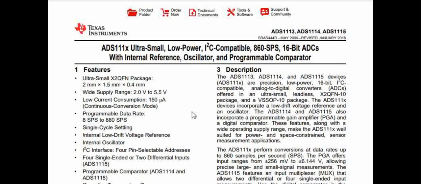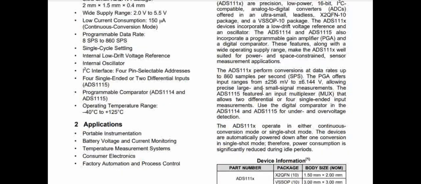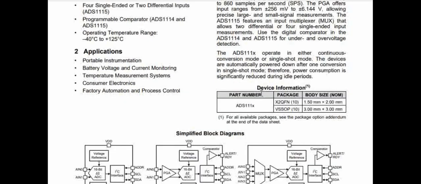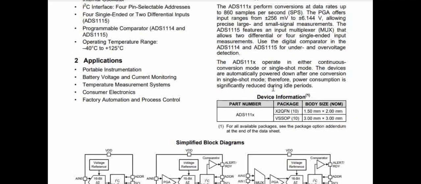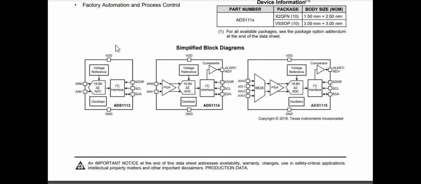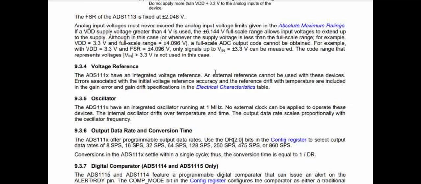Here, this ADC has a sampling rate of 860 samples per second. So straight away, you basically need some clock, definitely more than that, to achieve the required sampling rate, right? If you go to the clocking requirements of this ADS1115, it has an internal oscillator which is basically running at 1 megahertz. This is the internal clock frequency.